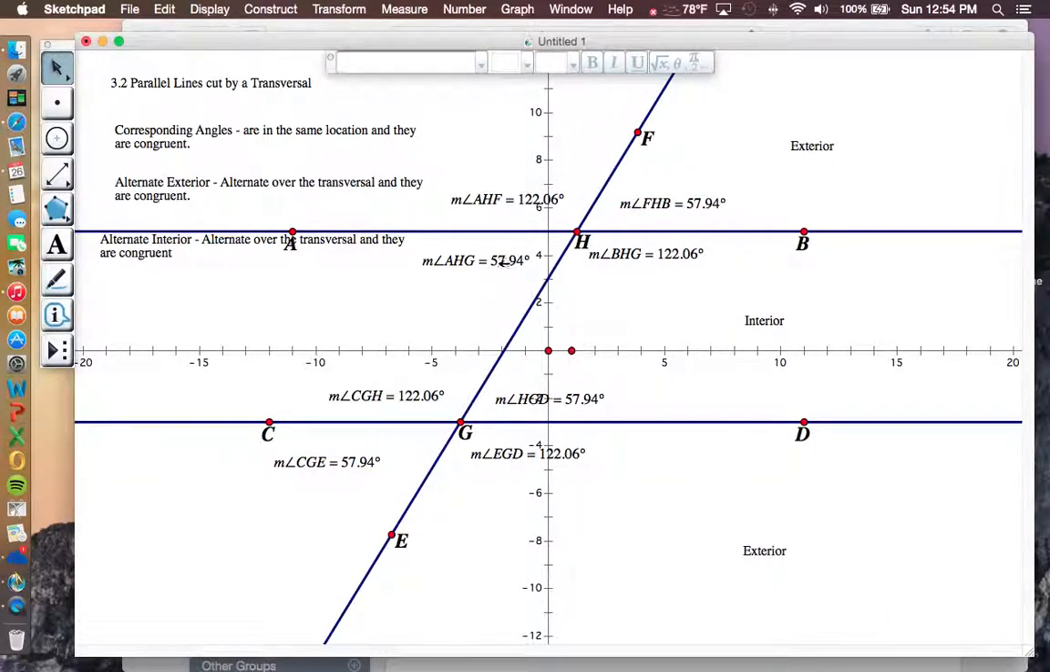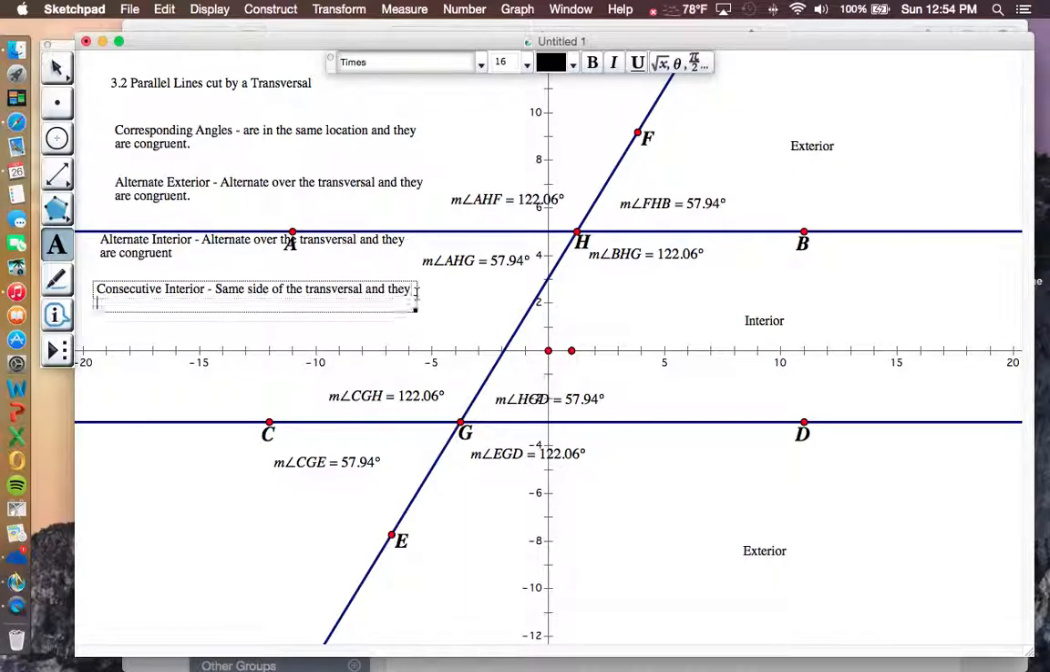But now I want to talk about these two angles here. In the book it says consecutive interior angles. And those angles are on the same side of the transversal, and they are supplementary.